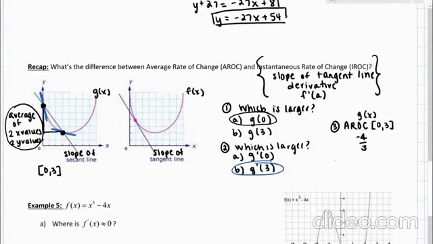And then last, I want to see what the instantaneous rate of change is when x equals 4. So when x equals 4, it's the slope of our tangent line. If we look at when x is equal to 4, that's right here. The slope of our tangent line is 0. So a quick little recap there for us.